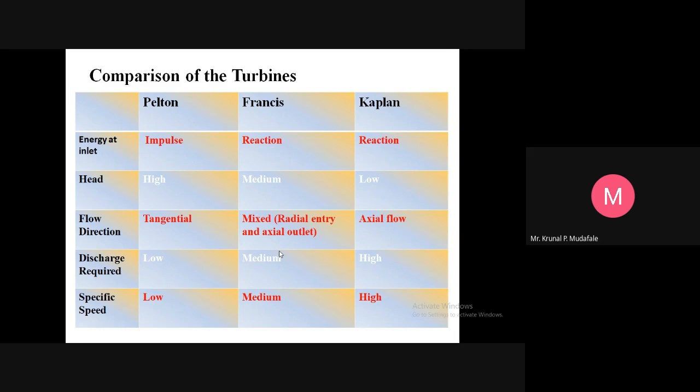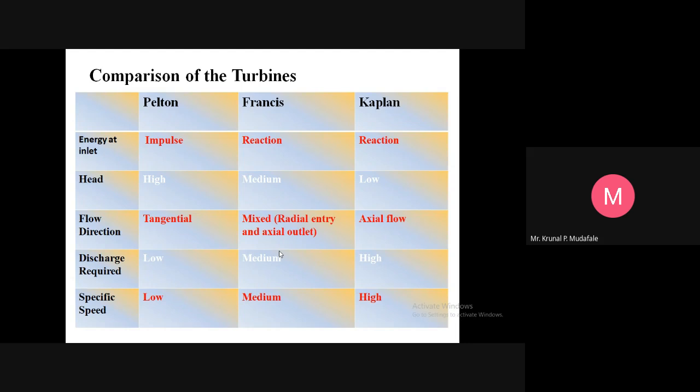Okay. The next point, let us discuss the discharge required. For the Pelton turbine the required discharge is low, for the Francis turbine a medium discharge is required, and for the Kaplan turbine it is high discharge, the highest discharge. As compared to the Pelton and Francis turbine, the discharge is high. And similarly the specific speed for the Pelton turbine is low, it is medium for the Francis turbine, and high for the Kaplan turbine.